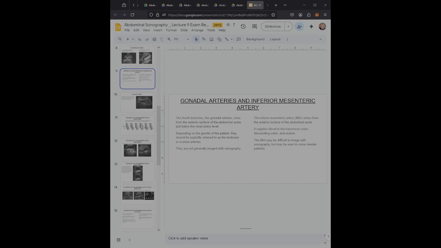And the fourth branch is the gonadal arteries, which arise from the anterior surface of the abdominal aorta, and they can be either testicular or ovarian depending on the gender of the patient, and they are not generally imaged with sonography.